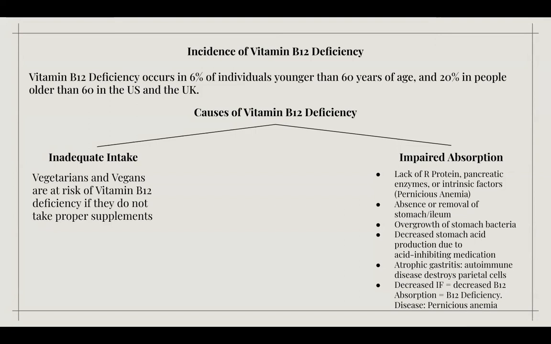Atrophic gastritis is an autoimmune disease that destroys parietal cells. Remember, parietal cells produce intrinsic factor. So if they are destroyed, we have decreased intrinsic factor, which is necessary for vitamin B12 absorption. This leads to vitamin B12 deficiency. This disease is known as pernicious anemia.